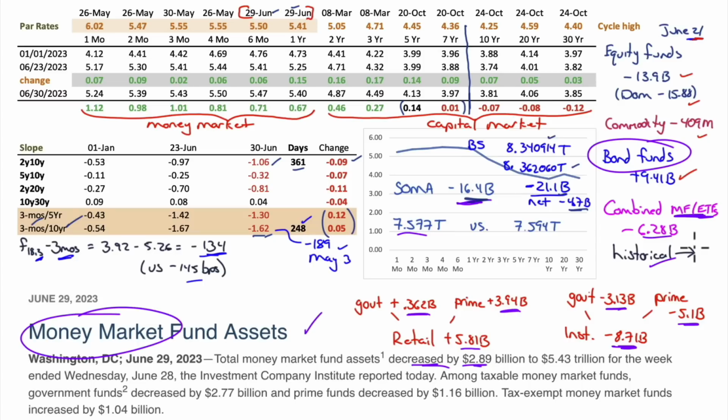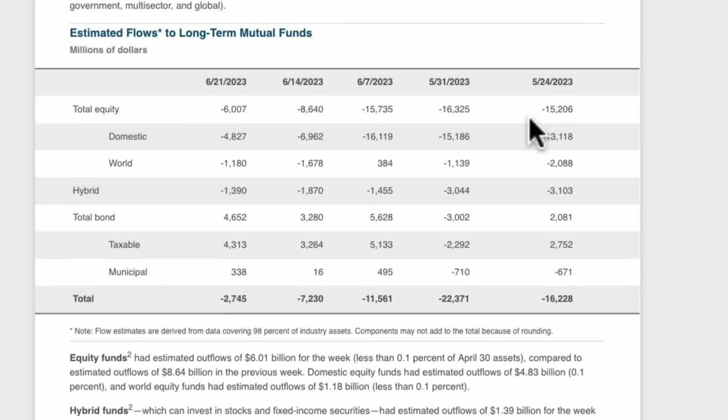And we can look at some historical data here. Okay, so what we're looking at here are for long-term mutual funds. And this is from May 24th all the way to June 21st. If we look at total equity, you see outflows every single week while the market was going up. Domestic gives us a better picture, because it's just the US. Notice that you have outflows every single week.